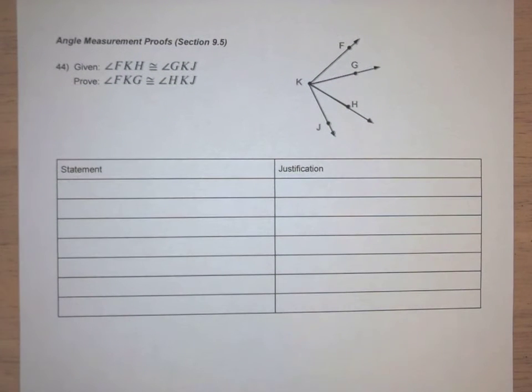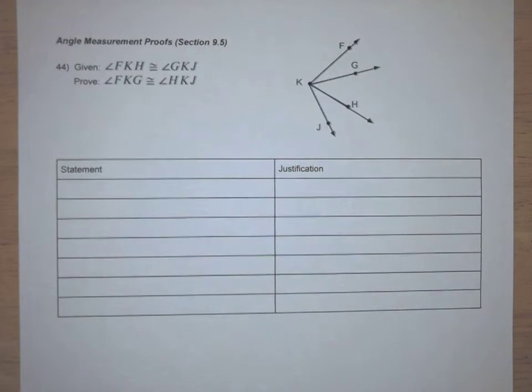This is number 44. This proof is actually very similar to the one that we did in 43. There's a couple differences. One, of course, is that this is angles and the other one is segments. The other difference is that this is going to use the subtraction property of equality, and the other one uses the addition property of equality. But the ideas are similar. The logic is similar. So let's start out by just labeling what we have.